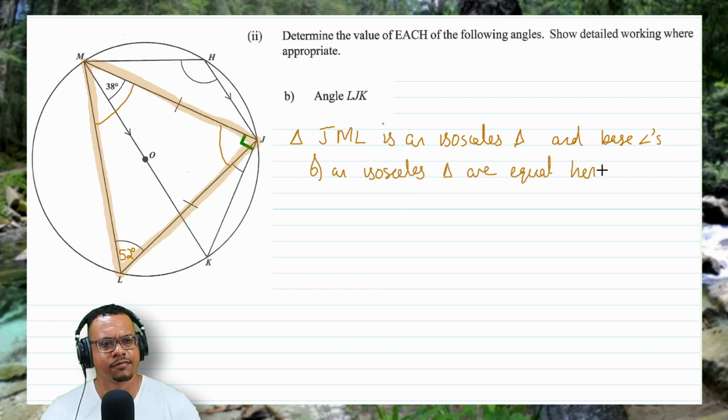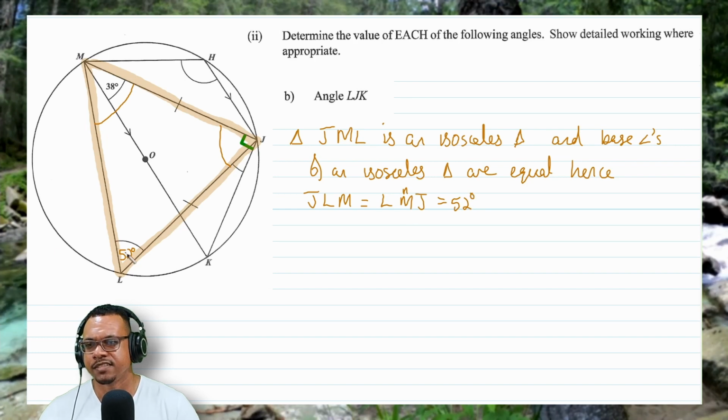Hence, angle GLM is equal to angle LMG, which is 52 degrees. All right, so I'm just saying that this angle here is equal to this angle here. All right, and now we can use the sum of the interior angles of a triangle to get this angle up here. So I'm going to put 52 degrees plus 52 degrees plus this angle here, which is MGL.